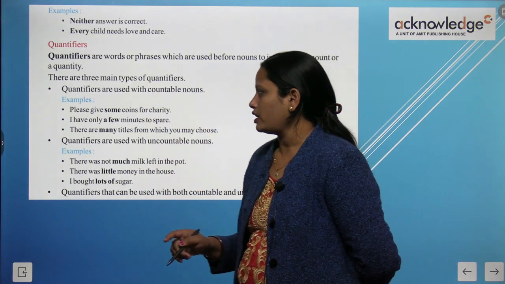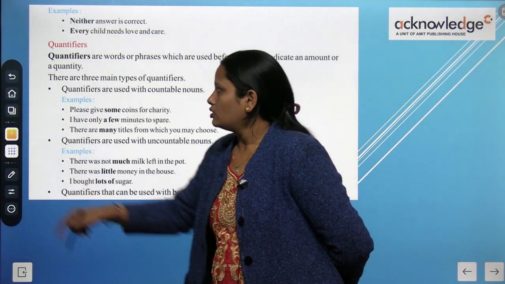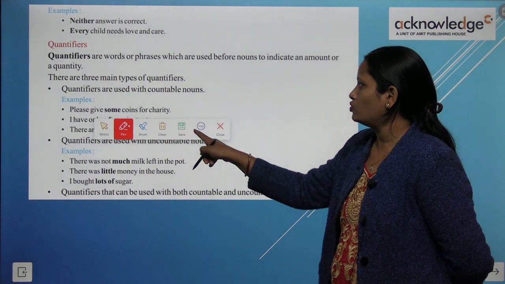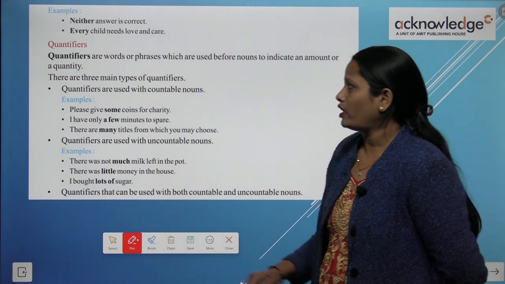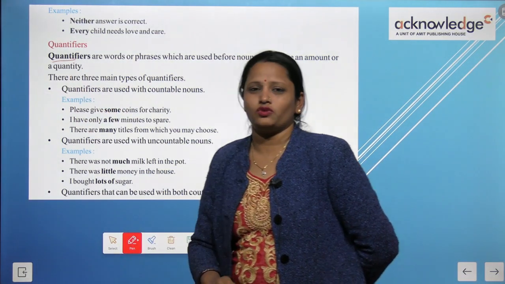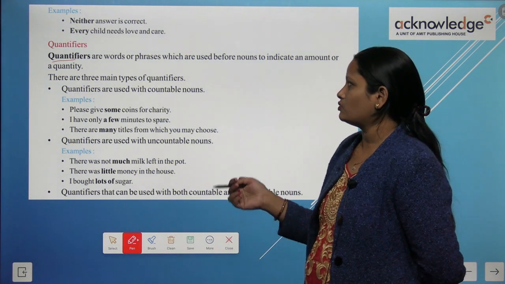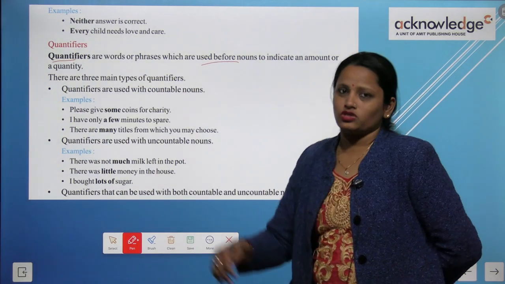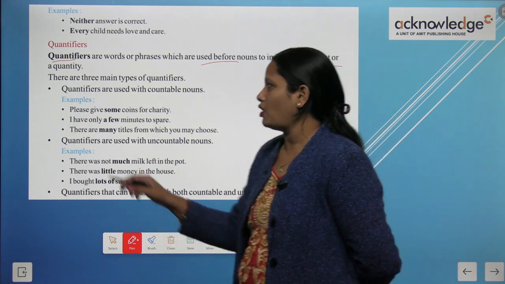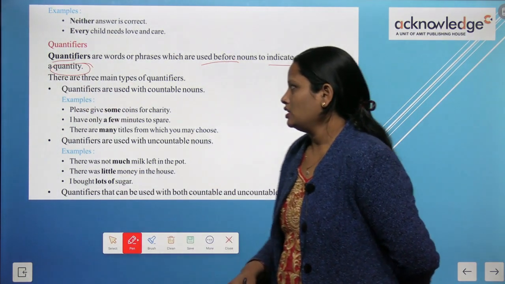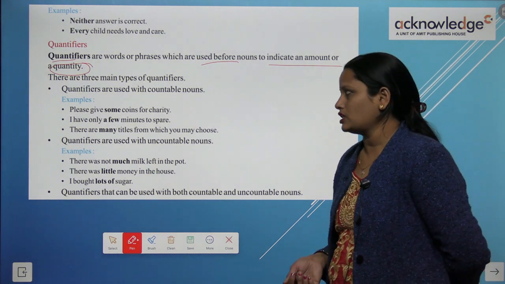Next is quantifiers. So quantifiers are words or phrases which are used before nouns to indicate an amount or quantity. So quantifier की जो spelling है उसमें भी हमें quantity word समझ में आ रहा है. ये quantity को बताते हैं. Noun से पहले use करते हैं to indicate an amount or a quantity. किसी amount या फिर quantity को ये बताते हैं. There are three main types of quantifiers. So तीन तरीके के quantifiers हैं. क्या क्या हैं?